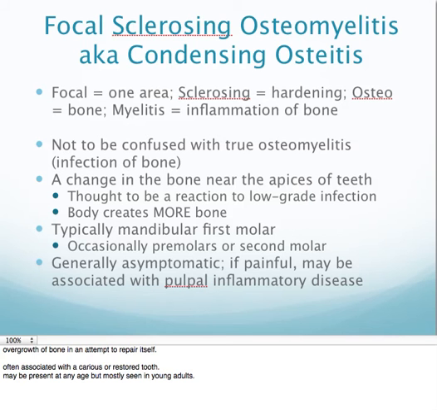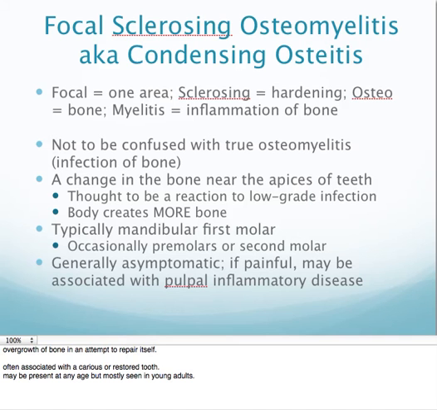It's thought to be a reaction from a low-grade infection. Basically, the body is noticing an infection occurring, and so it starts to create more bone. And that's why it's a hardening in one area. Typically, it happens around the mandibular first molars, sometimes premolars and second molars though. Generally, it's pain-free, you don't feel it. If it is painful, then that means it's happening within pulpal inflammatory disease. But basically, it's an overgrowth of bone in an attempt to repair itself.